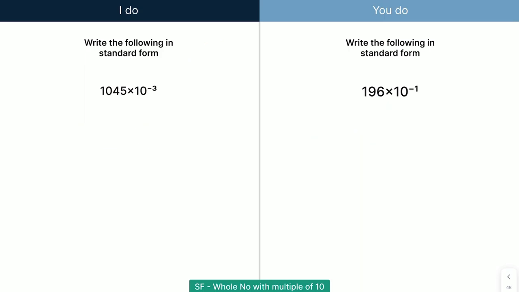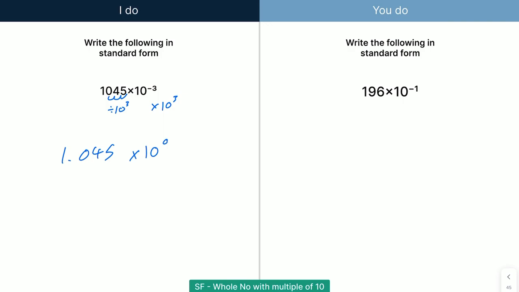So looking at this one here, I'm going to hop 1, 2, 3. So that's divide by 10 cubed. So on this side, I'm going to do times 10 cubed, so that's 1.045. Now if I do minus 3 plus 3, that just becomes a 0. So I can just write that as that.